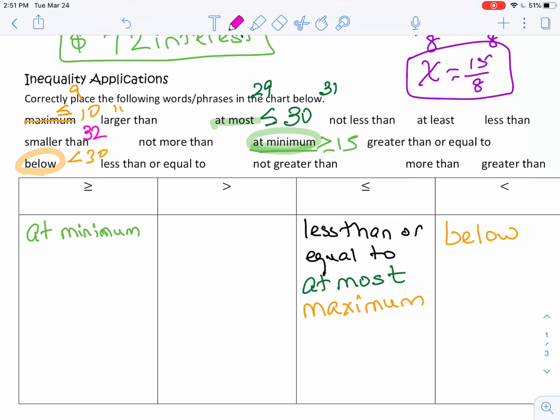Let's do smaller than. If you have to be smaller than 32 inches to go on a ride, can you be 32 inches? Nope, you can't be 32 inches. You have to be smaller than 32 inches. So can you be 33 inches or 31 inches? 31 inches is right, so it's less than. Under less than, we put smaller than.